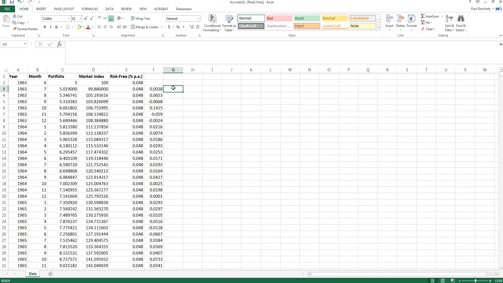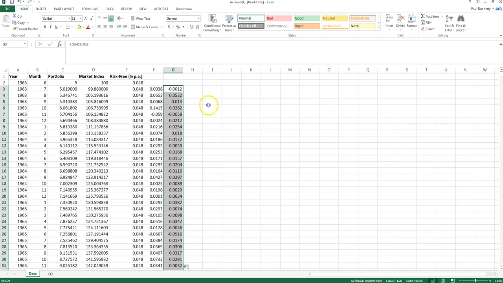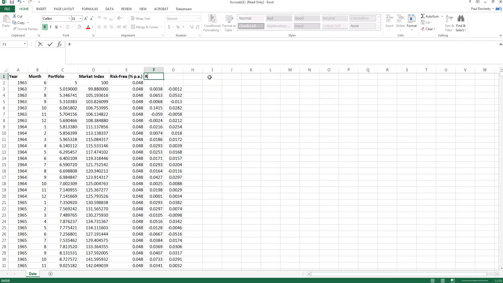Now I want to do the same again for the market. So for the market, the market return in this month was the current market price minus the previous market price divided by the previous market price. That's my monthly change in adjusted market index. And what I've calculated here is I'm going to call RP, return on my portfolio, and RM, my return on my market. Last of all, I've got my risk-free rate.